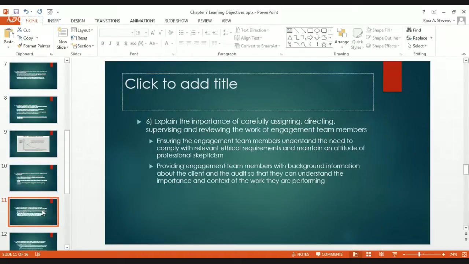Number 6, explain the importance of carefully assigning, directing, supervising, and reviewing the work papers of the engagement team. This is one of those areas where the reviews and supervision need to be in place every time an engagement is being performed.